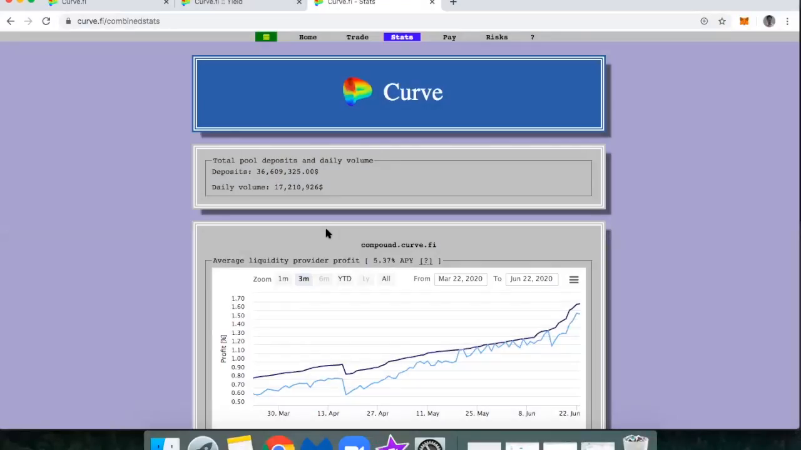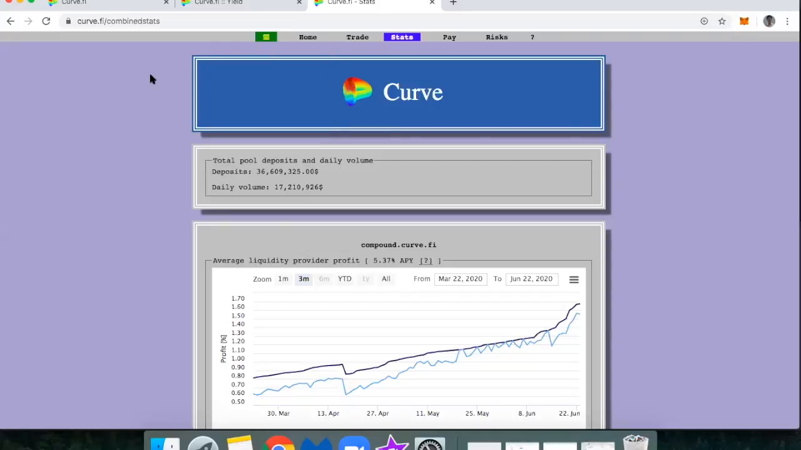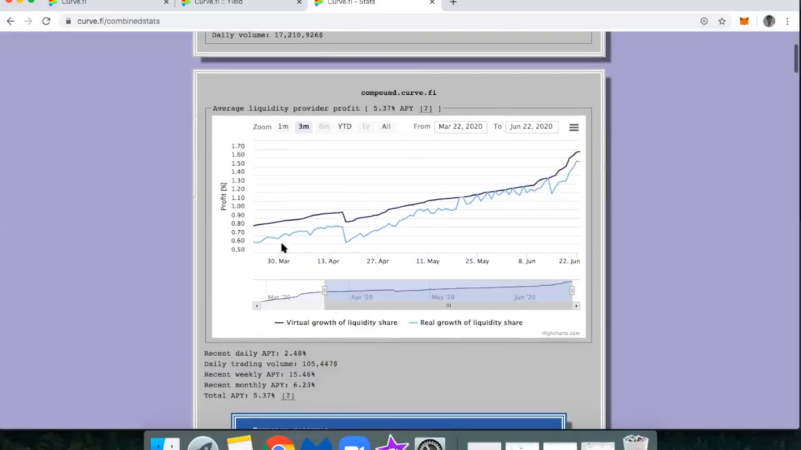Okay, so now that I understand how Curve Finance works and how I can earn fees as a market maker and potentially as a lender if I'm holding interest-bearing tokens that are being traded in these pools, I'm going to choose between Compound, PAX, Y, BUSD, and SUSD. Those are the 5 different stablecoin pools that I want to consider and rank which one is going to be worth me depositing my stablecoins into.